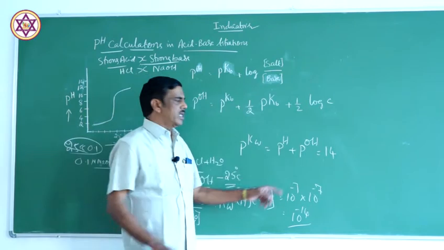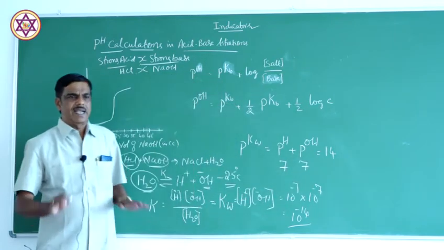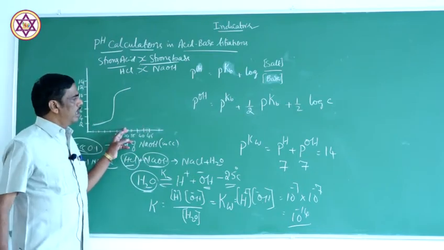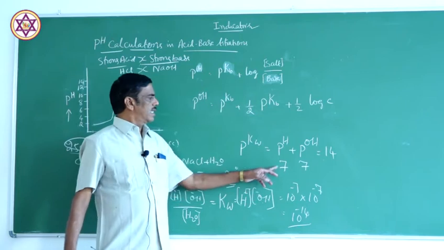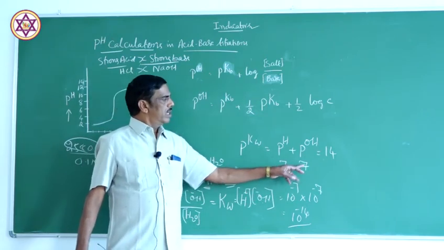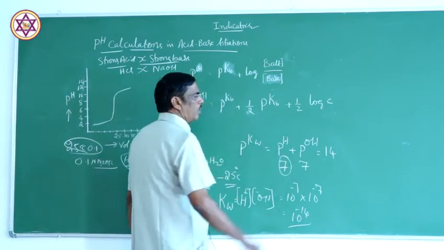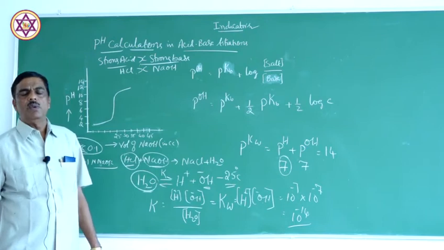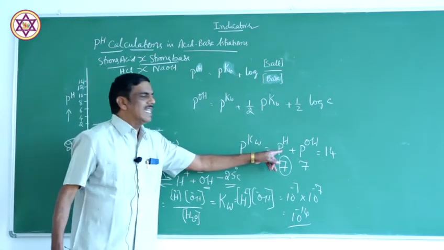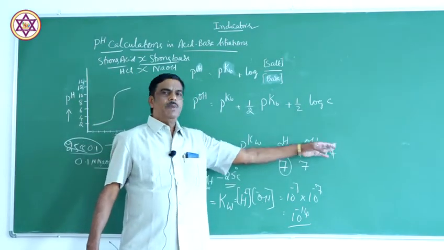pH and pOH are each 7. Therefore at the neutral point, at the point of neutralization, pH is 7 and pOH is also 7. pH plus pOH is 14. If you know the value of pH, you can calculate the value of pOH, or if you know the value of pOH, you can calculate the value of pH. Suppose the pH value is 6, then pOH is equal to 14 minus 6, that is 8.